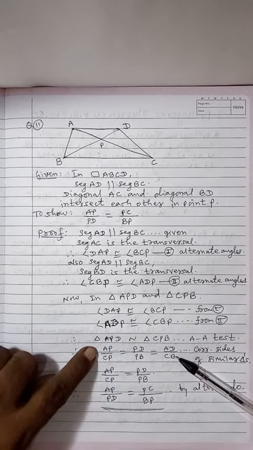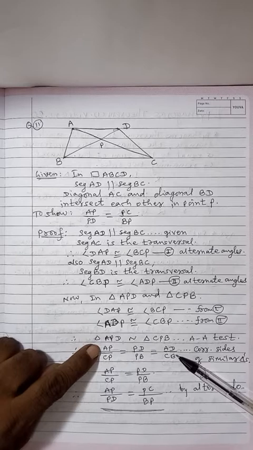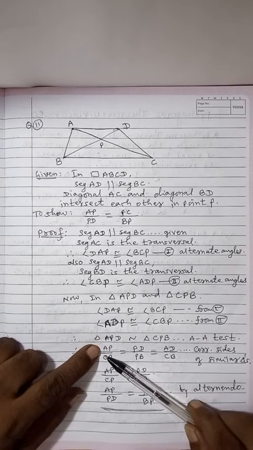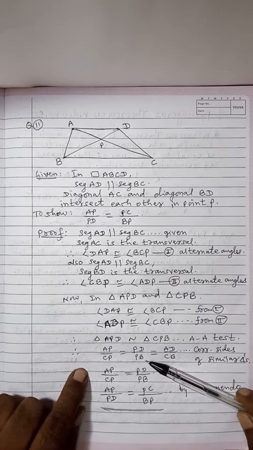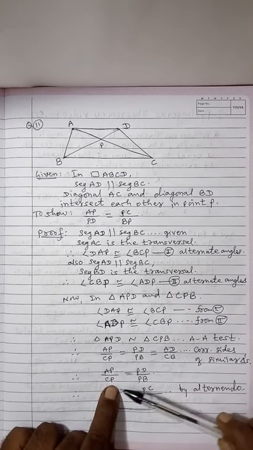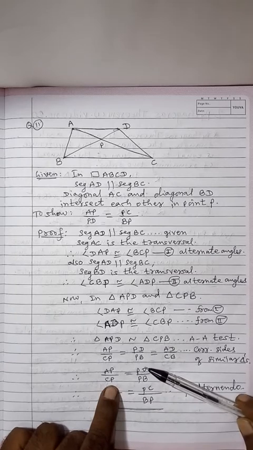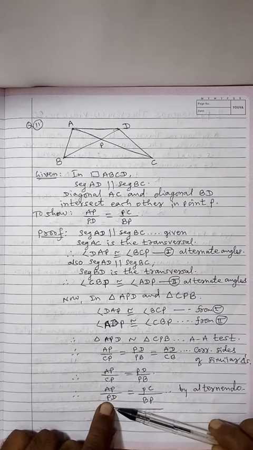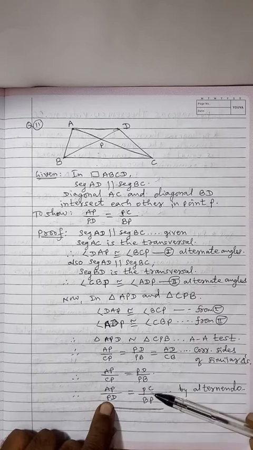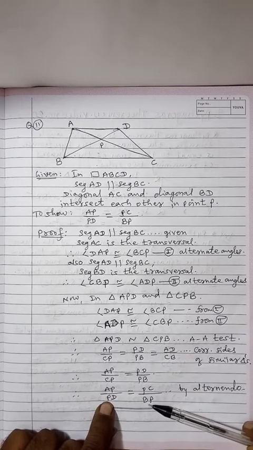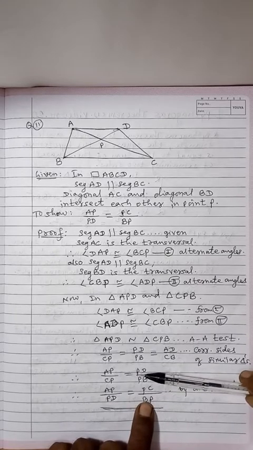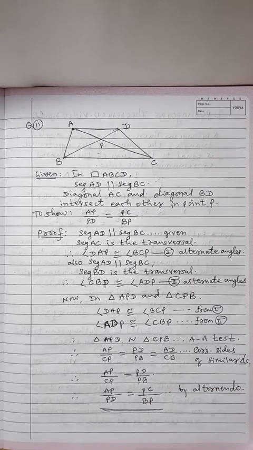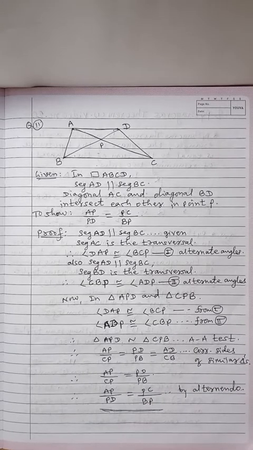We have to show AP upon PD. So we will consider this and this. AP upon CP is equal to PD upon PB. And now by alternando, this PD will be here and this CP will be here. So we get AP upon PD is equal to CP, that is PC, upon PB, that is BP. The result that we had to prove. We get this result by alternando. So this was the solution of question number 11.